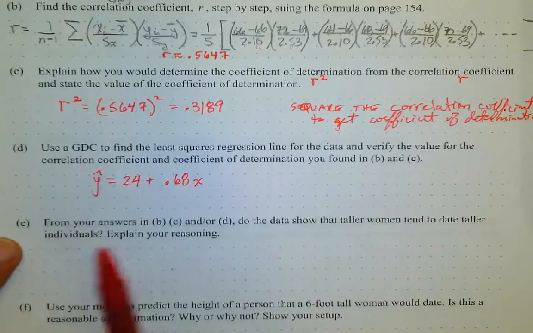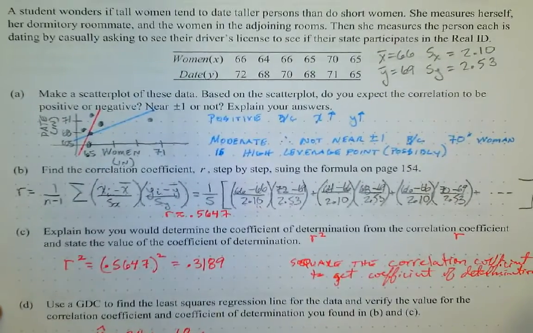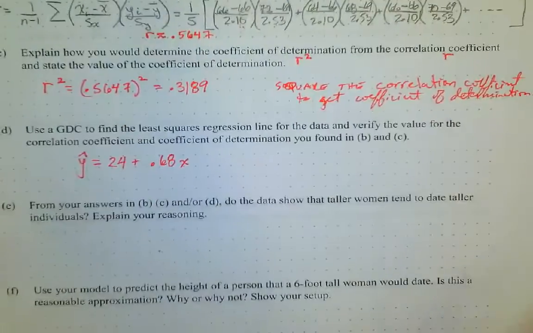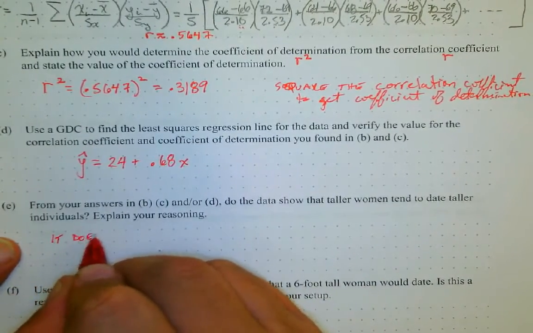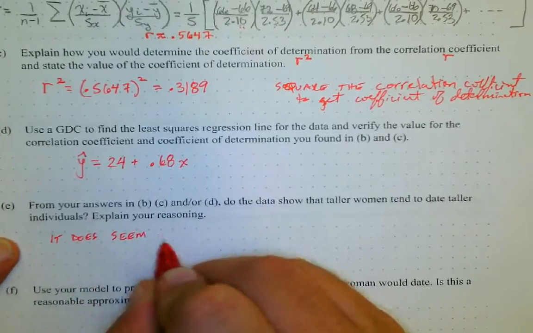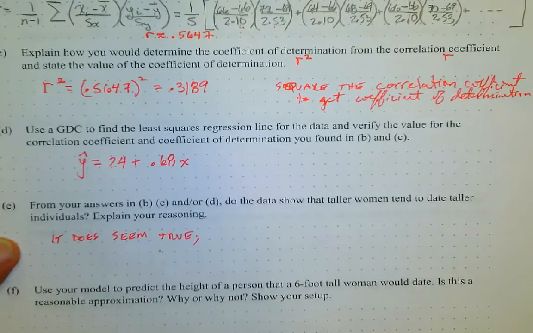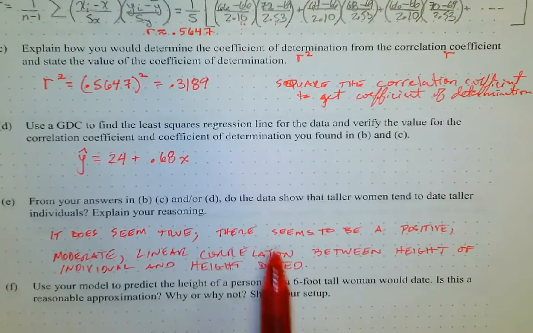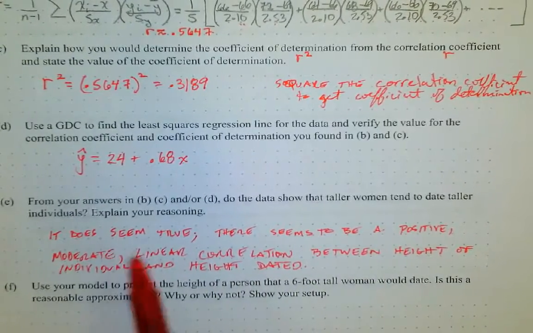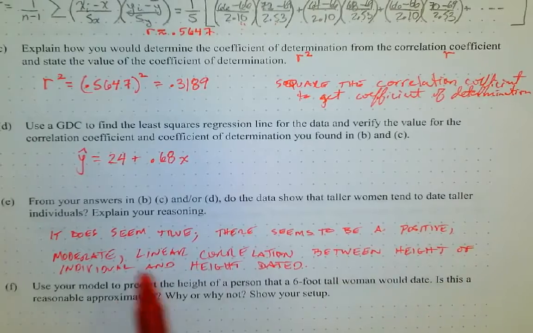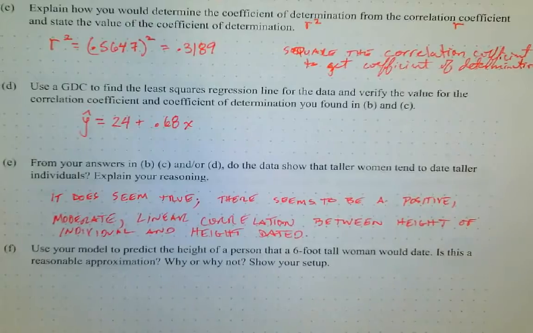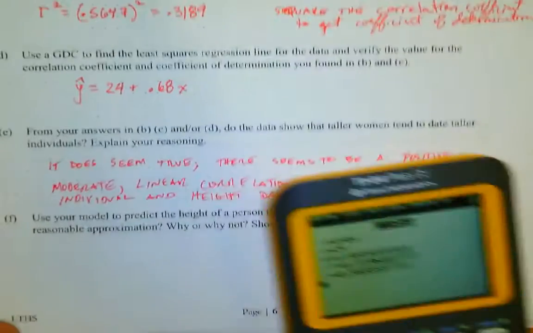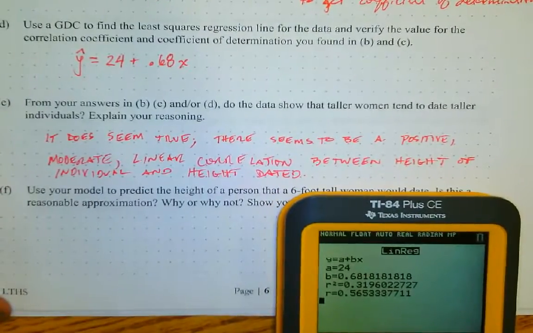to date taller individuals? All right, well, if I look at my data, it does seem, okay, why? And that is because there seems to be a positive, moderate, linear correlation between the height of the individual and the height of the person that they are dating. Okay? Of course, we could come over here and check the residual plot to see how good our linear fit might be, and that would be done as follows.